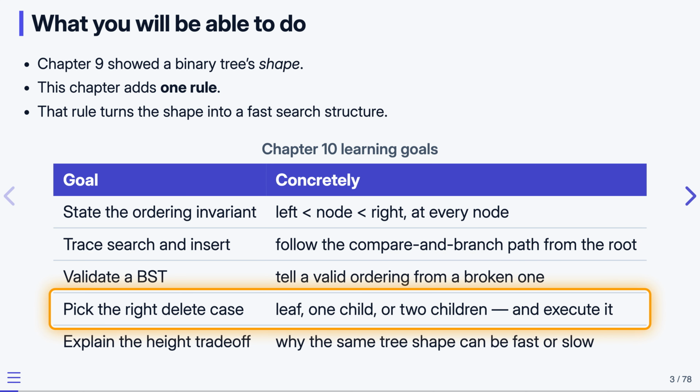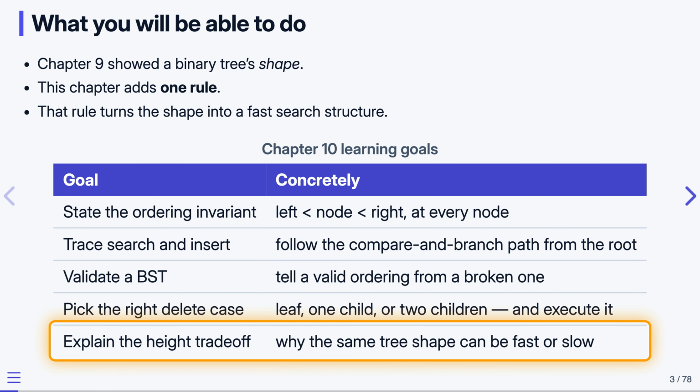Fourth, you will pick the right delete case. A node can be a leaf, have one child, or have two children, and each case is removed a different way. And fifth, you will explain the height trade-off. You will see why the same set of keys can make a fast tree or a slow one.